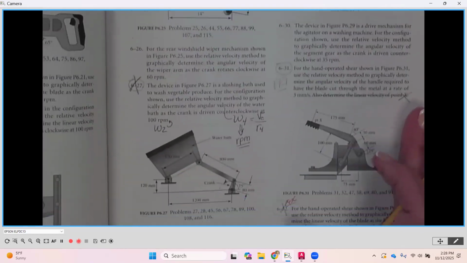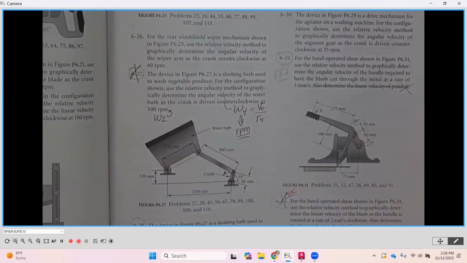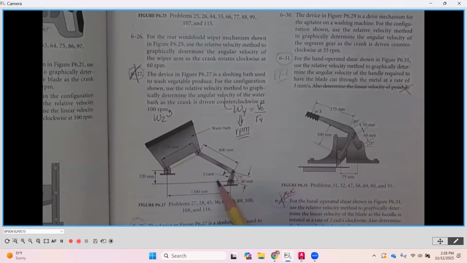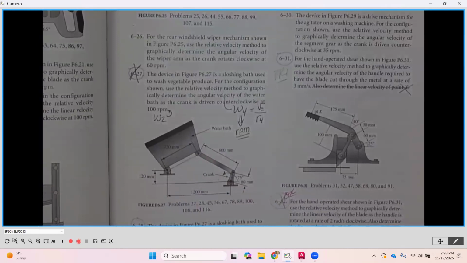So very same problem, same dimensions, same base diagram. All you have to do is copy and paste this diagram, but this time we're going to rotate clockwise at 75 RPM. So the direction of the velocity of B is going to be different, and the direction of VC is going to be different. But the process, the exact same problem, is what you'll follow that we did in that last problem in our handout.